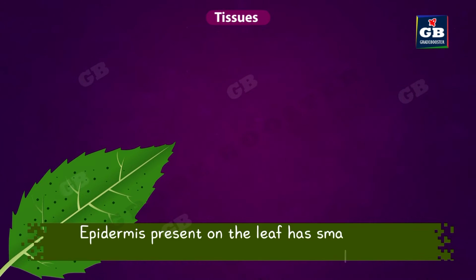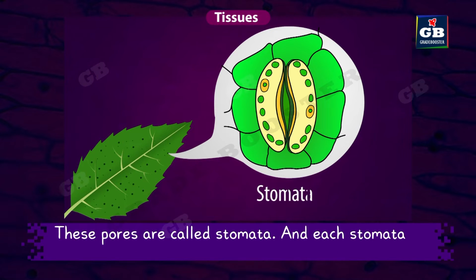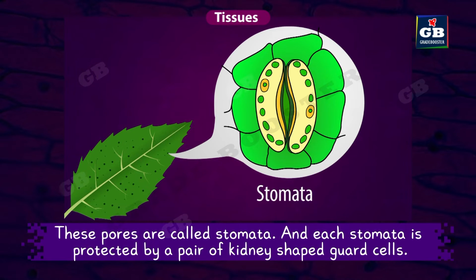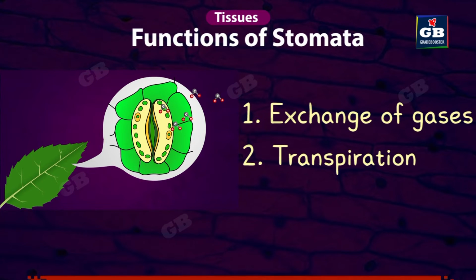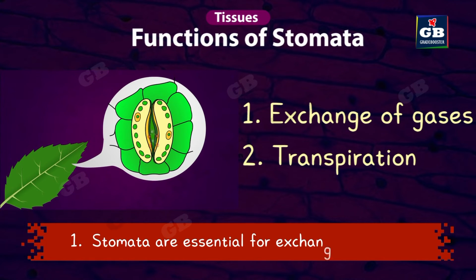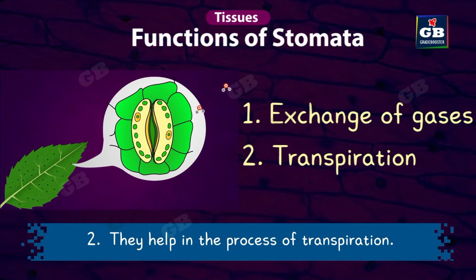Epidermis present on the leaf has small pores here and there. These pores are called stomata, and each stomata is protected by a pair of kidney-shaped guard cells. Do you know the function of this stomata? Stomata has two functions. 1. Stomata are essential for exchange of gases. 2. They help in the process of transpiration.